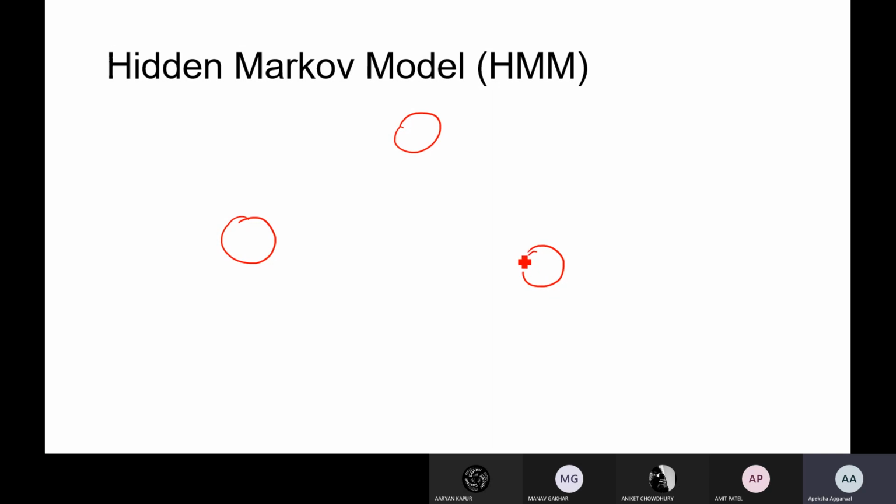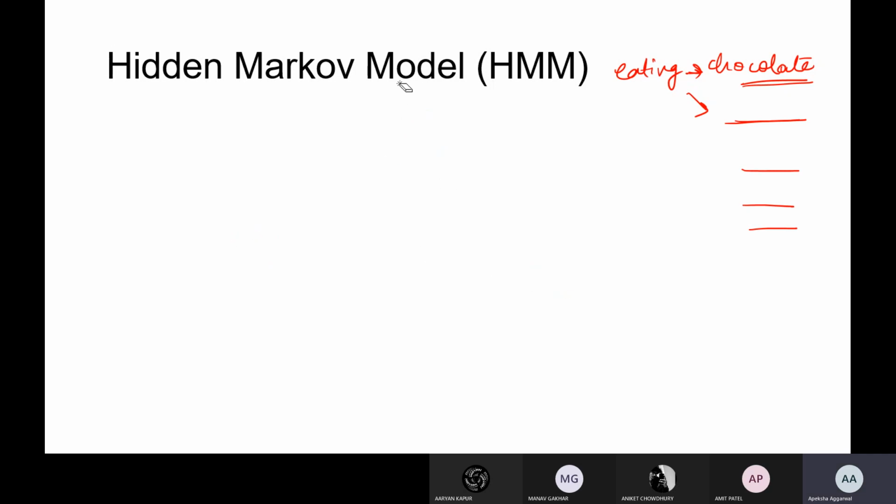Okay. So for example, suppose my present word is simply eating. So it can eat chocolate, it can eat something else, right? So depending upon what the values are, these values can be different. So instead of generating these probabilities, what we do is we make these values hidden states. We don't want these states as present states. We want these as hidden states.